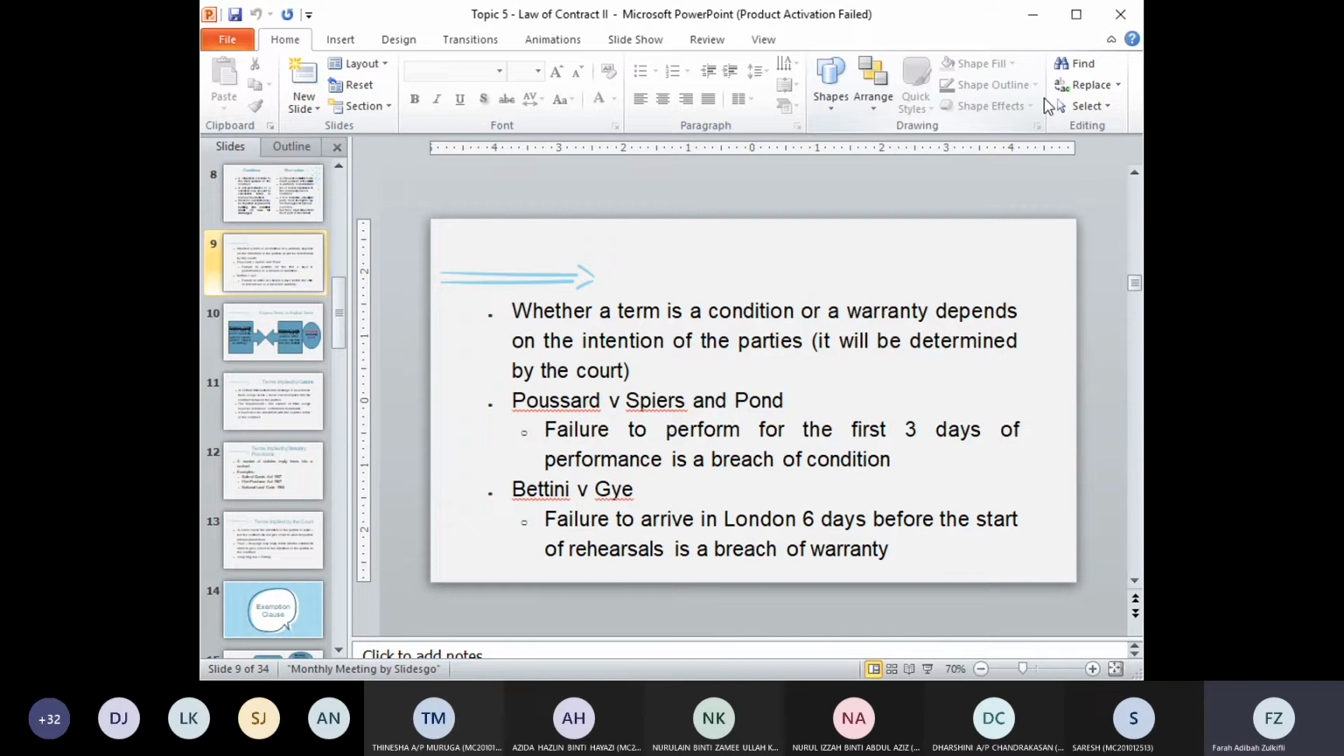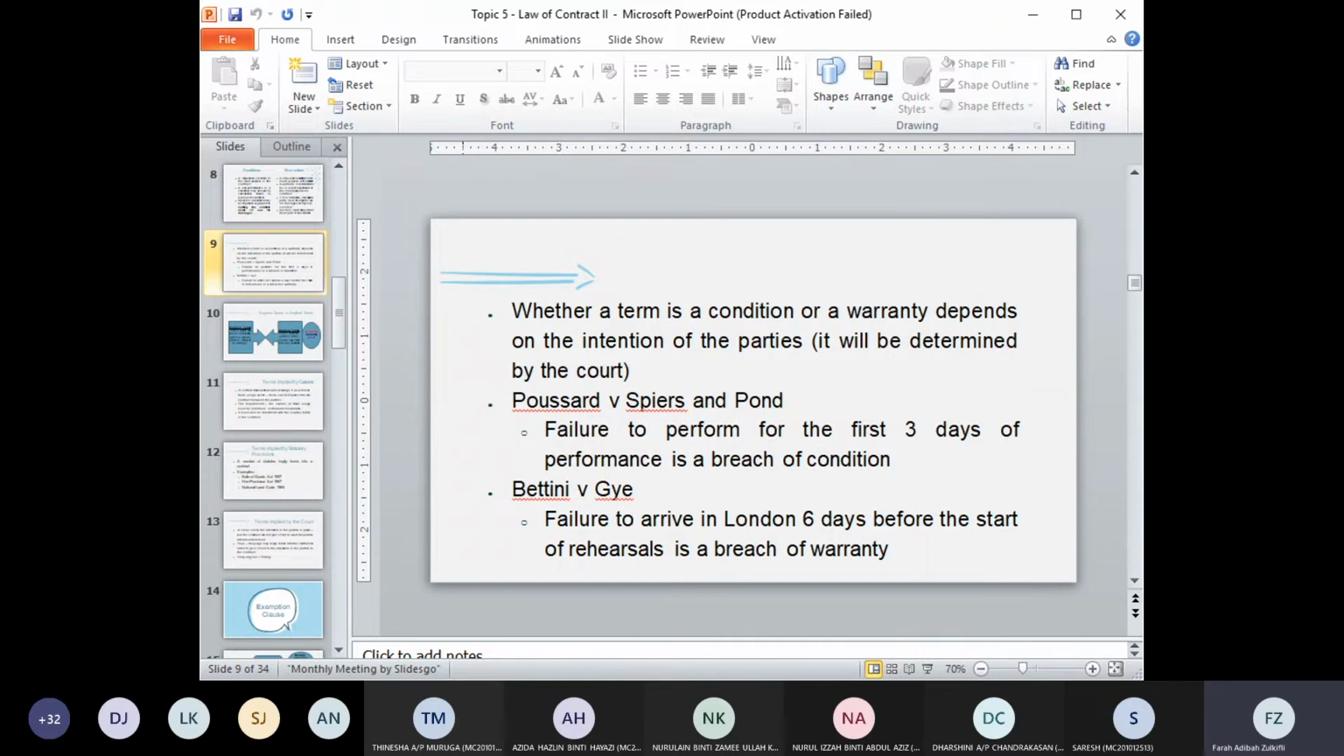Okay, so in comparison, in the case of Bettini and Gye, the court states that what happened in that case is only a breach of warranty, not a breach of condition. So in the case of Bettini and Gye, the victim cannot treat the contract as ended. The victim cannot say that the contract has been discharged, but they can only sue for damages. So we will see what happens in both cases.